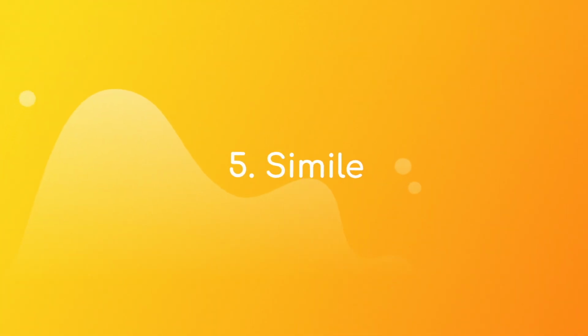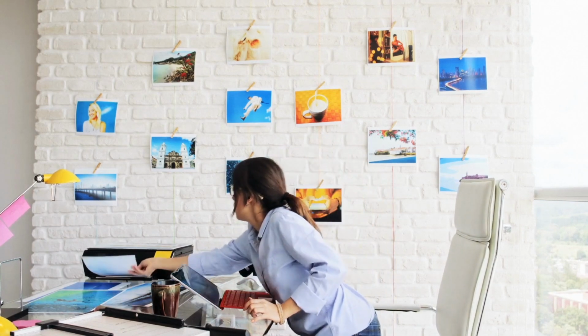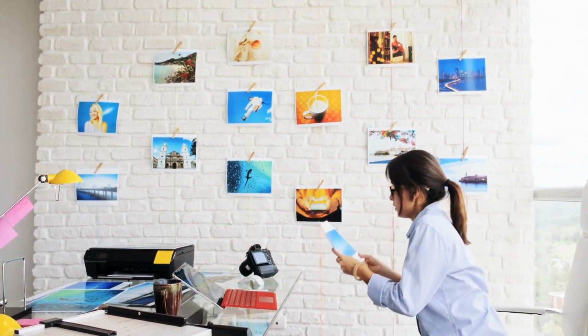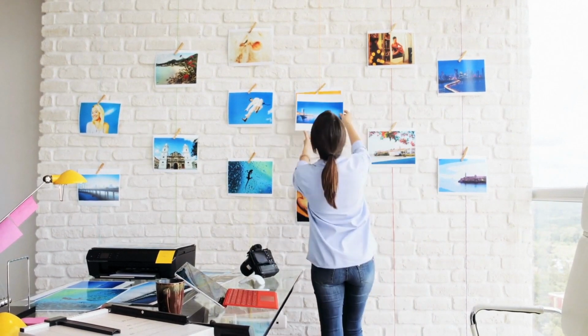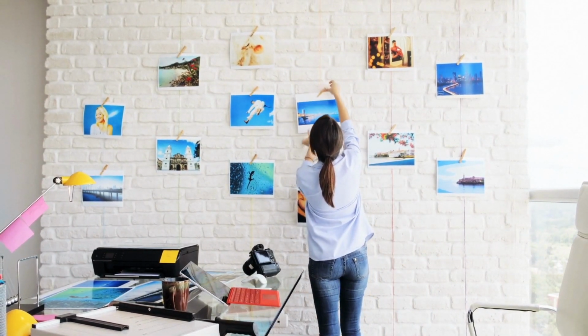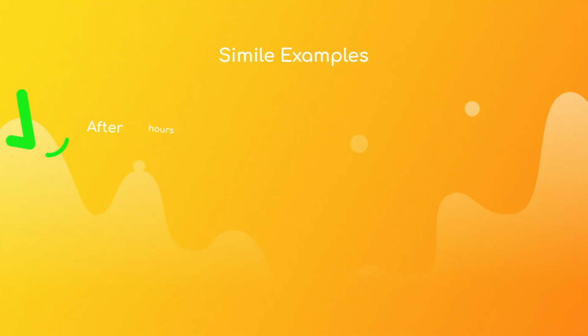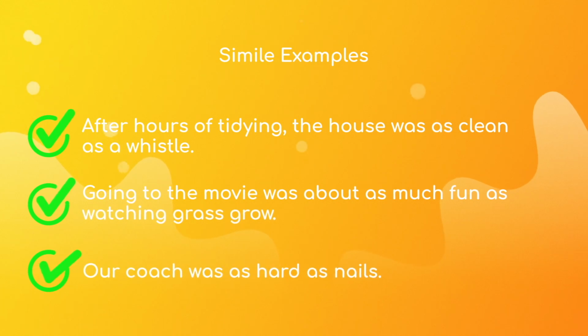Hook Strategy 5. Similes. Similes are a literary device where you compare something to another thing. Similes are appealing to an audience because they create images in the reader's head, resulting in them making a connection with your writing. And here are 3 examples of similes that could be used to hook in a reader and start a piece of your writing.